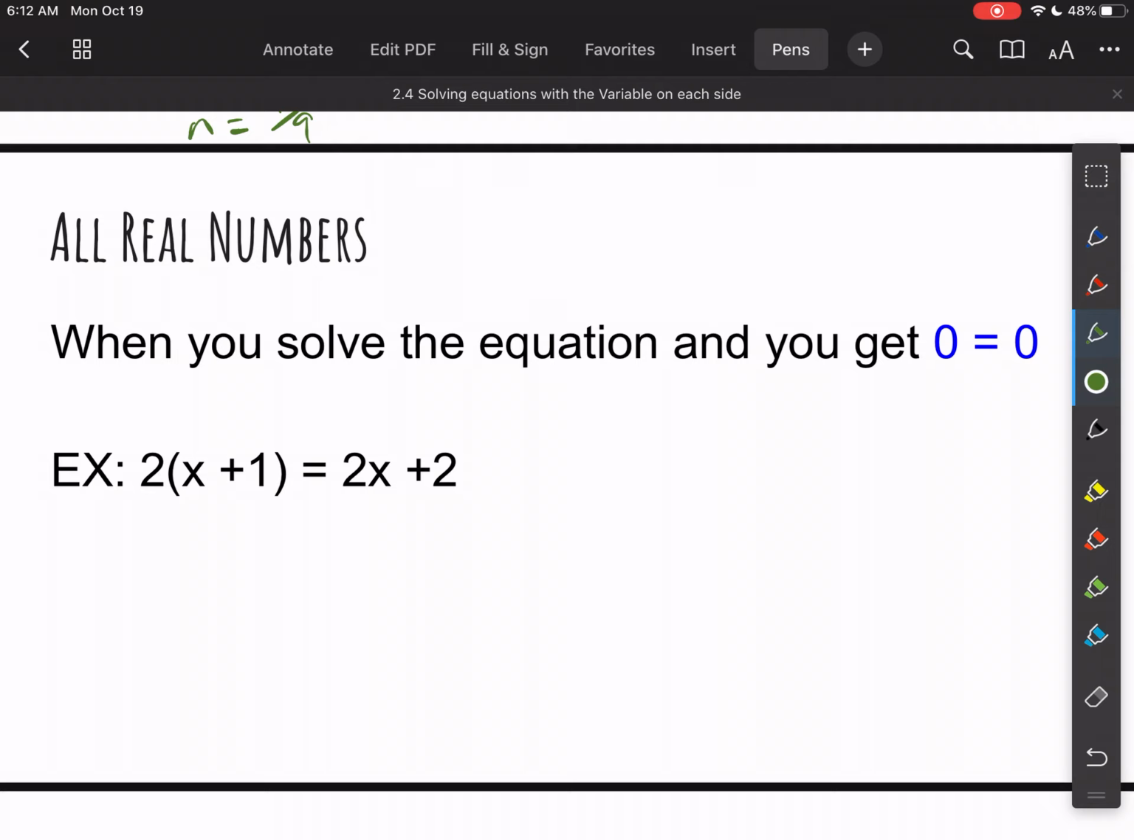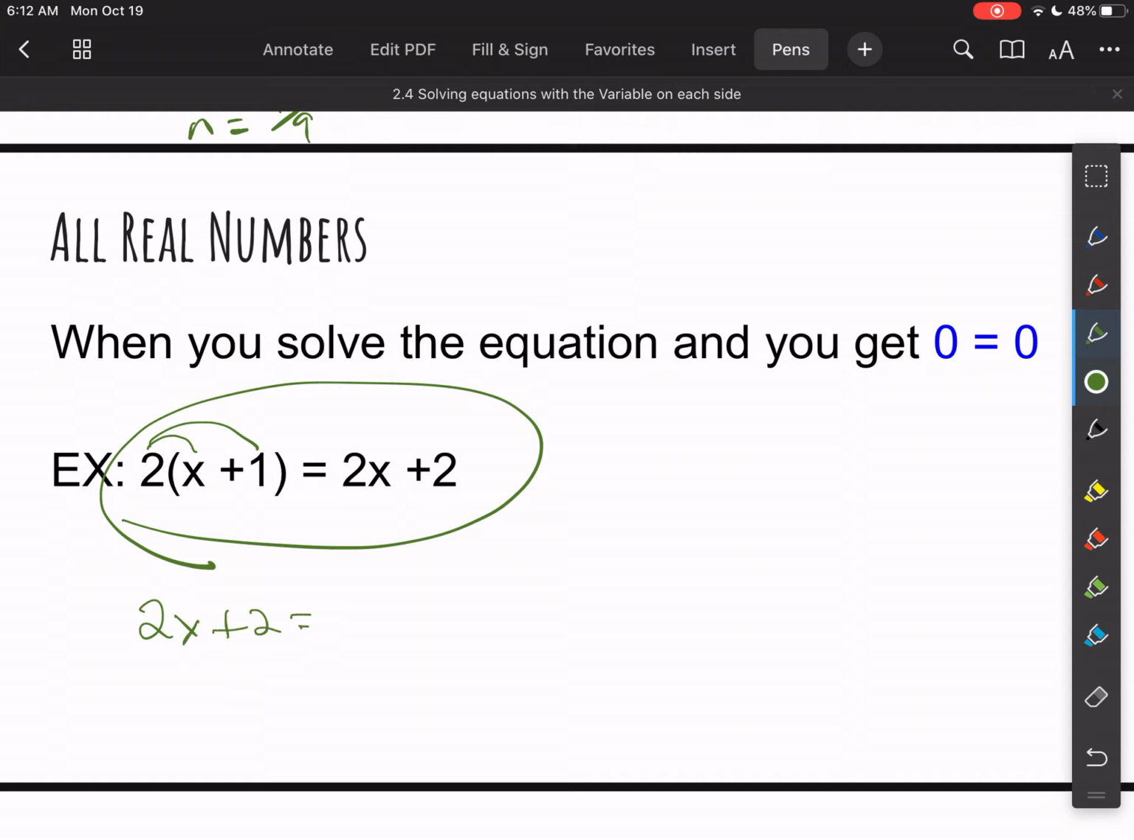Okay, so if you do that, basically what you're left with is an equation that is exactly the same on both sides of an equal sign. So here's an example. If you have 2 times (x plus 1) equals 2x plus 2, if you simplify this out, you get 2x plus 2 equals 2x plus 2. Now let me ask you a question.